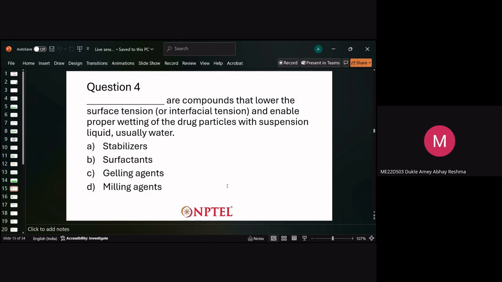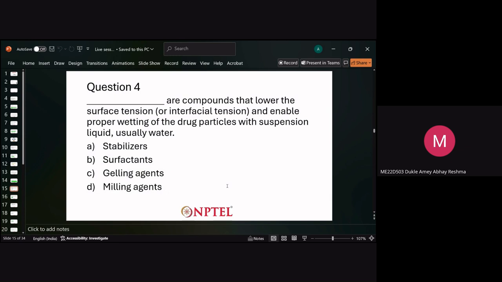So basically, what is surface tension? Surface tension is where the cohesive force between the liquid molecules is higher than the adhesive force between the solid and the liquid. So you have to understand, there is something called a cohesive force, that is, within the same phase.